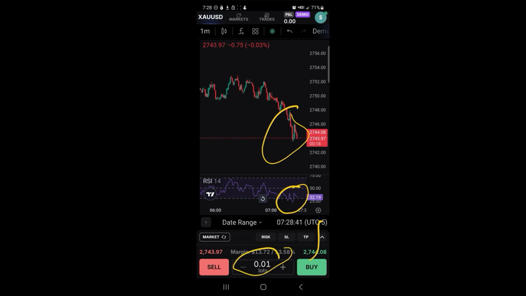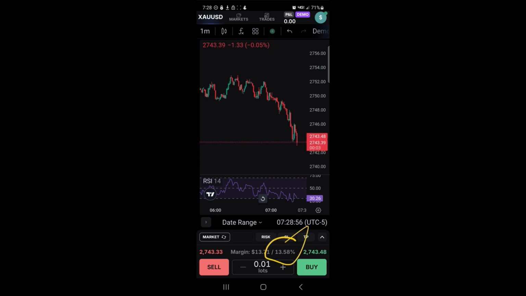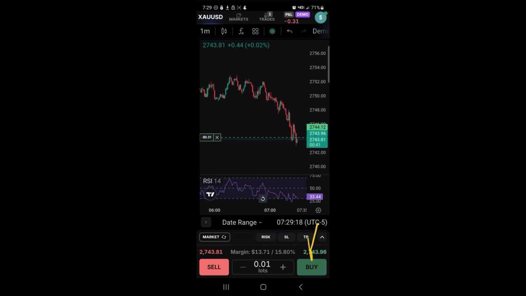My lot size is 0.01 because this is a $100 account. So it keeps us, unfortunately, at a much higher risk than what we want, but this is the lowest lot size you can trade. So by simply clicking on the buy position, I have opened a position.